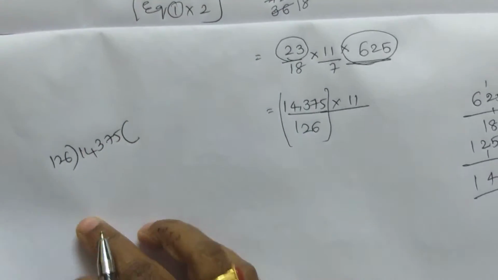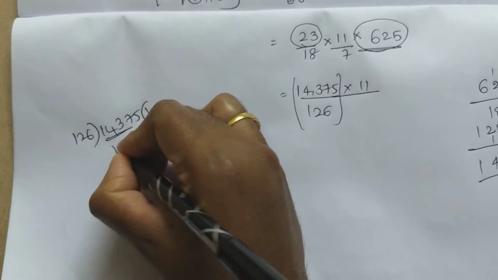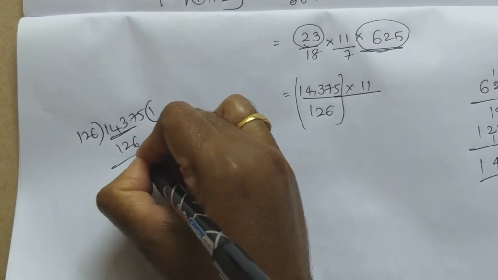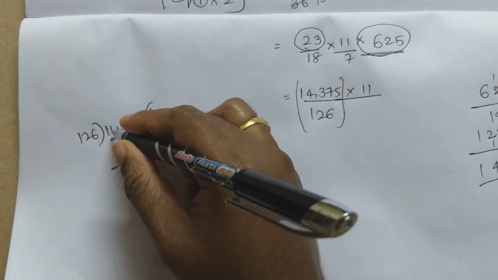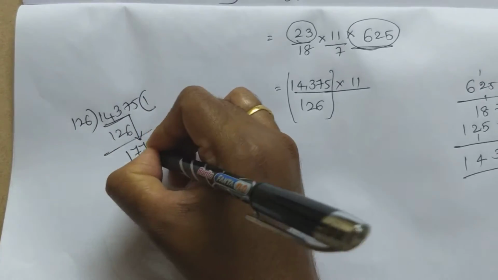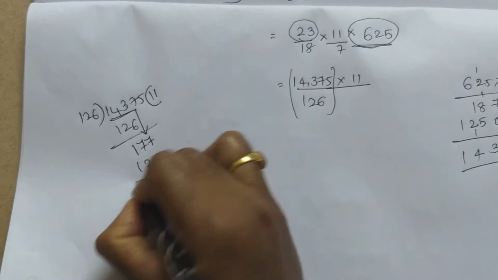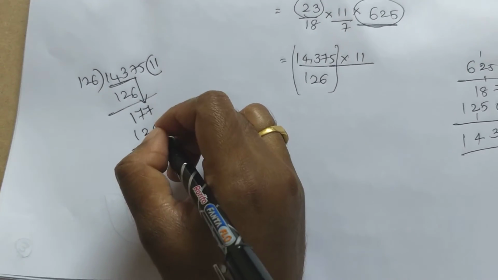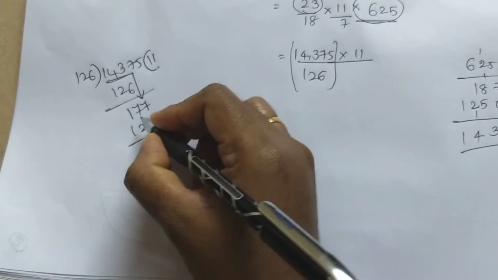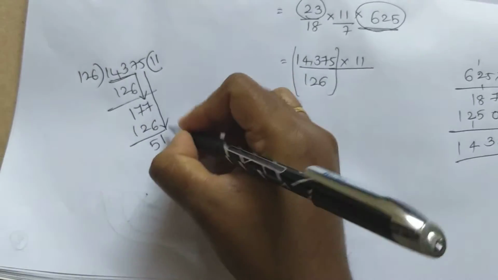14375 by 126, let's see what do we get. So this is the first three digits. 126 ones are 126. 13 minus 6 is 7, and 3 minus 2 is 1. Okay, so 177 again. 126 ones are 126. So 7 minus 6 is 1, 7 minus 2 is 5. So next step, I will take one more digit down.